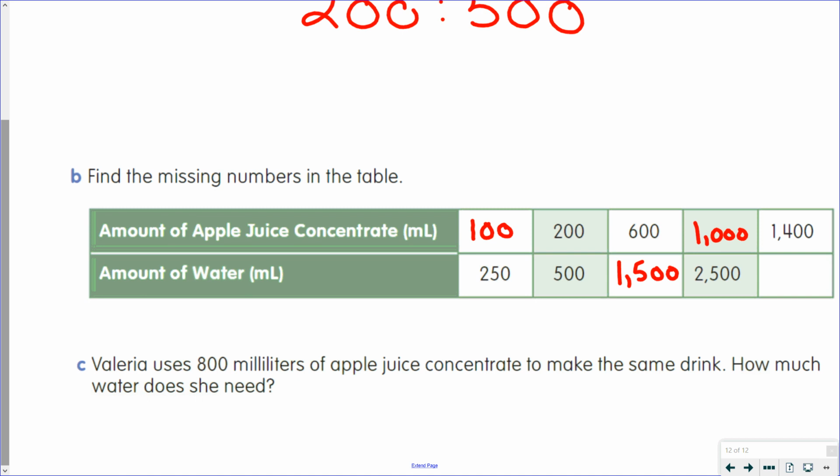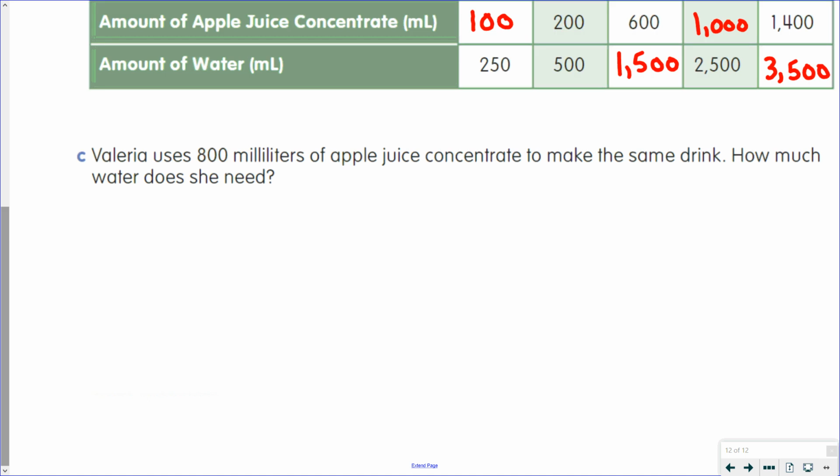And to get from 200 to 1,400, we have to multiply by 7. So we take 500 times 7 to get 3,500. And finally, if Valeria uses 800 milliliters of apple juice concentrate to make the same drink, how much water does she need? Well, to get from 200 to 800, we have to multiply by 4. So we take 500 times 4 to get 2,000 milliliters.